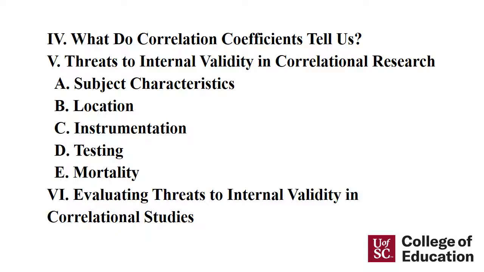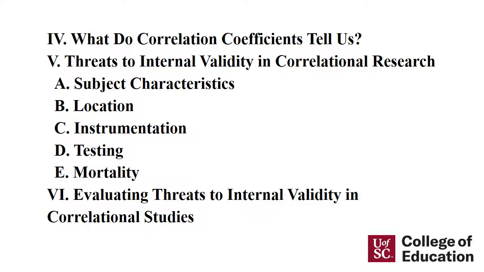B. Location. A location threat is possible whenever all instruments are administered to each subject at a specified location, but the location is different for different subjects. If both measures are not administered to all subjects under the same conditions, the conditions rather than the variables being studied may account for the relationship.